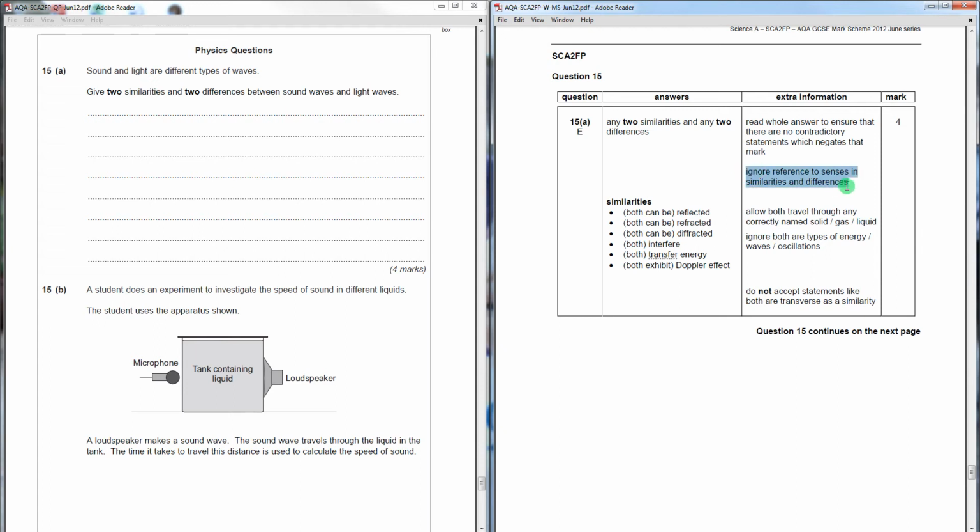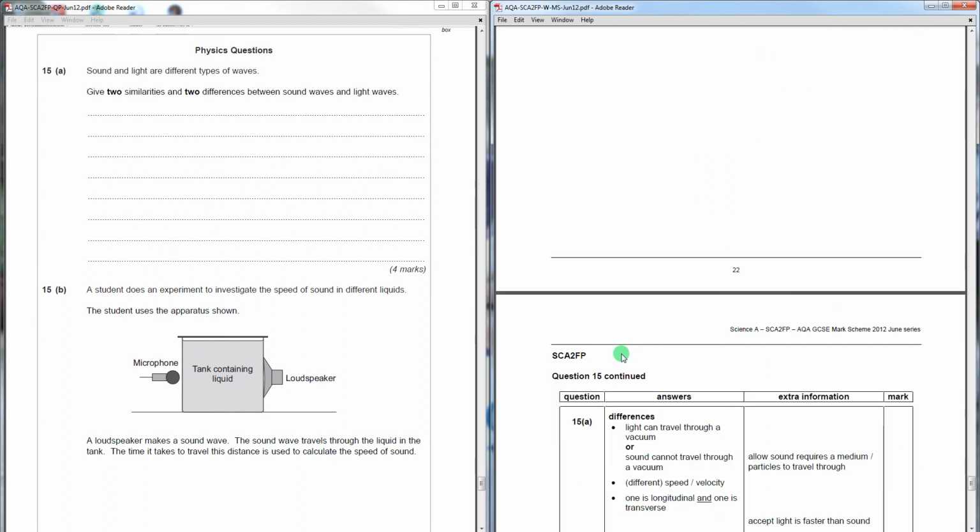Lots of people put that sound waves were detected with your ears and light waves with your eyes. Try and stick to the things that sound and light waves are, or that sound and light waves can do. What are they and what can they do? And the main things they can do are listed in there. So you just need to learn that list.